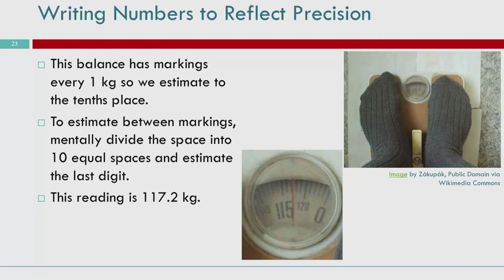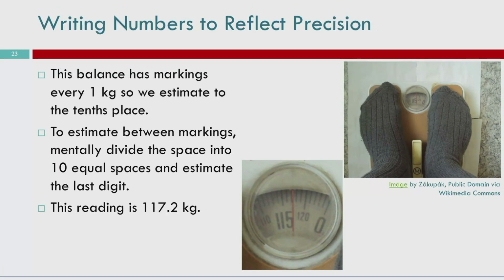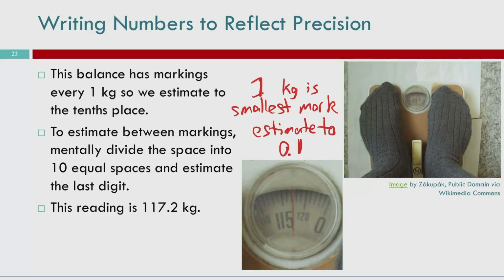All right, other places, other examples. This balance, this mass measuring device, this weight measuring device, has markings every 1 kilogram. That's the smallest unit, so we're going to estimate one place further from 1 kilogram. So 1 kilogram is the smallest mark. So we're going to estimate to the 10th place.